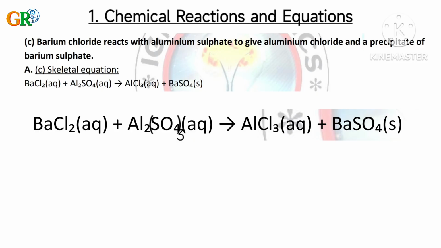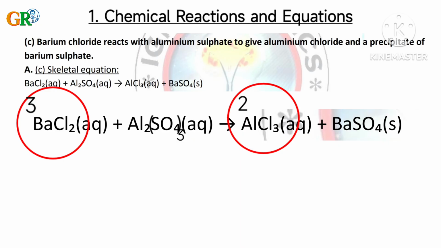On the left hand side, 2 aluminium atoms are there. So take 2 as the coefficient of aluminium chloride, 2AlCl3. Here chlorine atoms are 2 threes are 6 on the right hand side. We should write 3 as the coefficient for barium chloride on the left hand side.